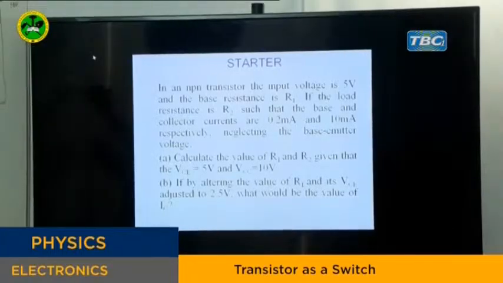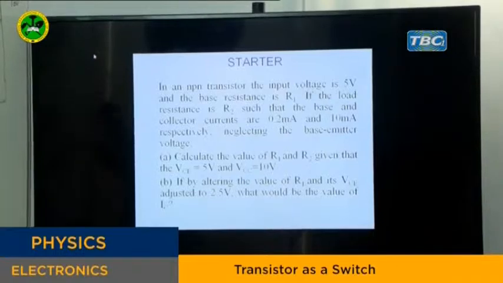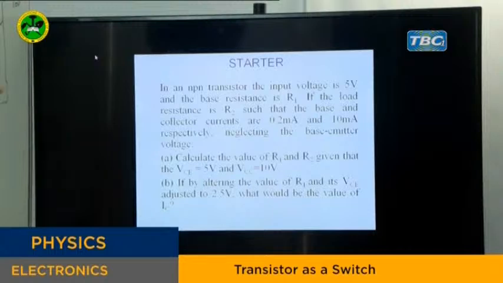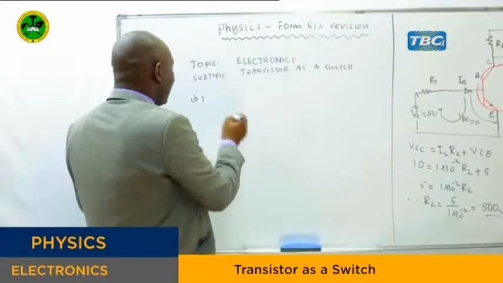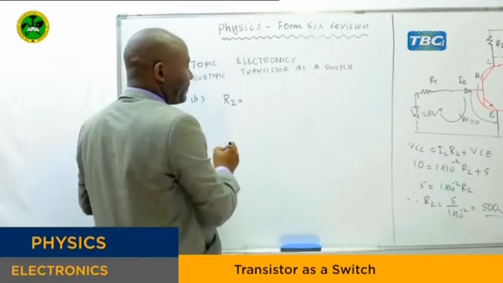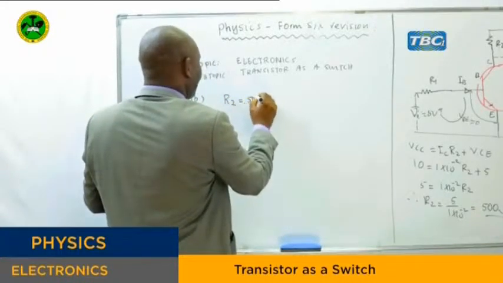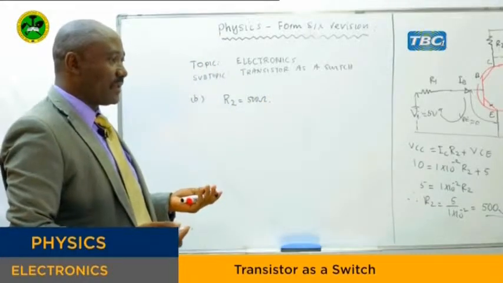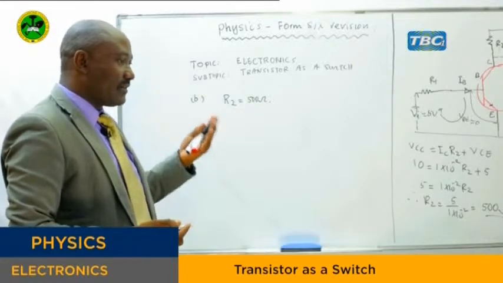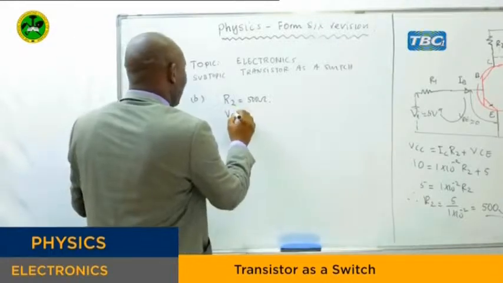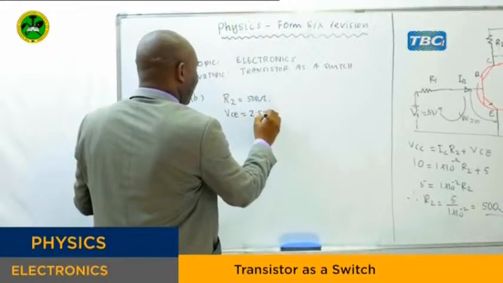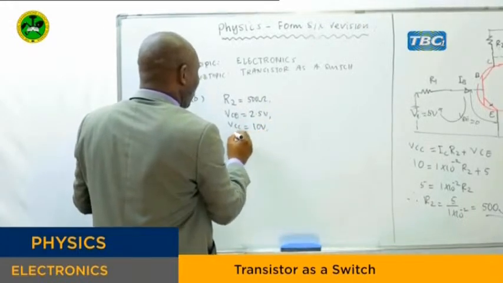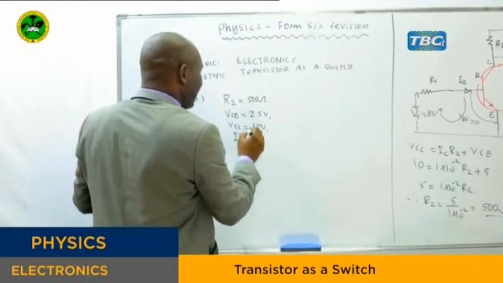if by changing the value of R1, its corresponding VCE changes and is adjusted to 2.5, what will be the value of IC? It means the value of R2 is not changed. It remains as 500 ohms. The resistor which is changed is R1. By changing that, we are told VCE now changes to 2.5. In other words, the supply voltage remains the same at 10. And what will now be the collector current?